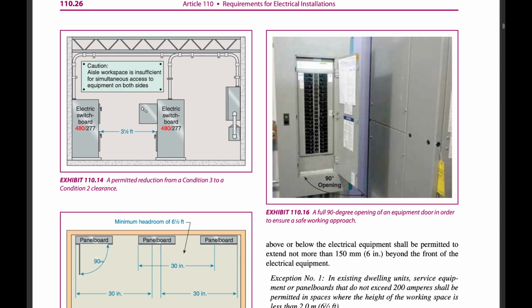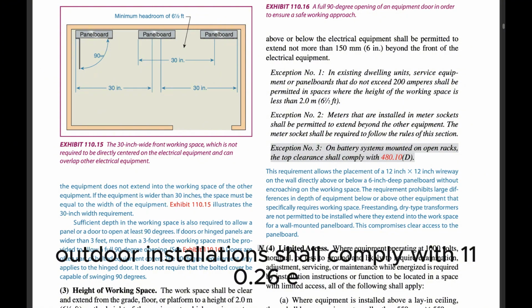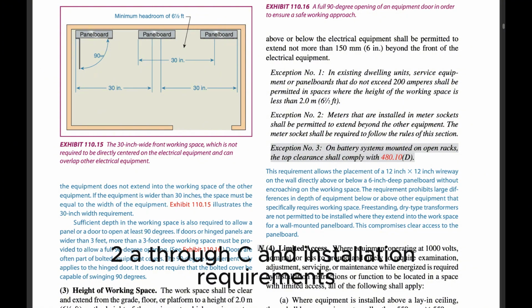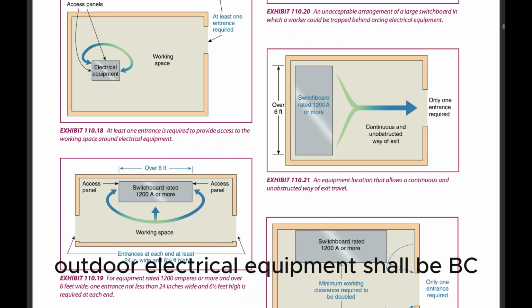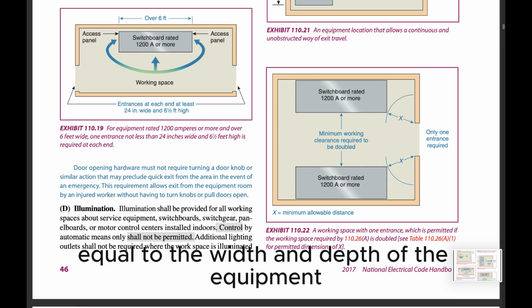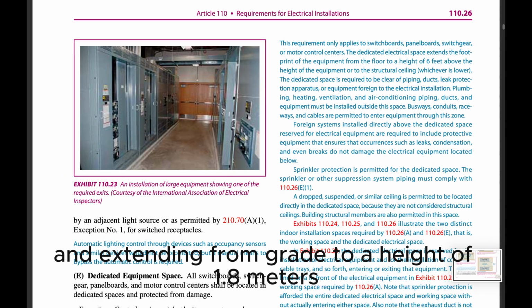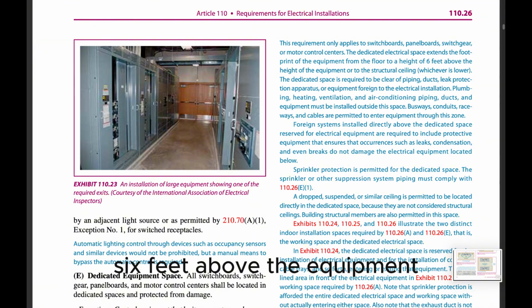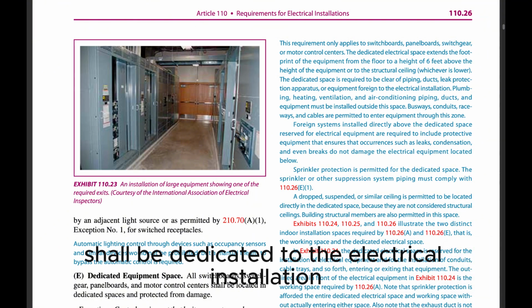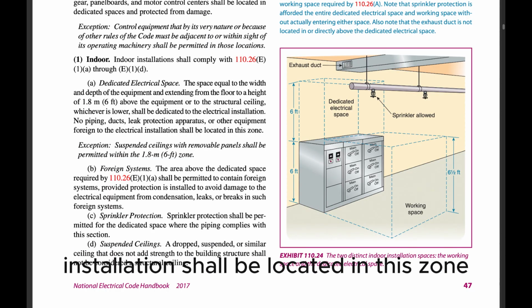(2) Outdoor. Outdoor installations shall comply with 110.26(E)(2)(a) through (c). (a) Installation requirements. Outdoor electrical equipment shall be installed in suitable enclosures and shall be protected from accidental contact by unauthorized personnel, or by vehicular traffic, or by accidental spillage or leakage from piping systems. (b) Dedicated equipment space. The space equal to the width and depth of the equipment, and extending from grade to a height of 1.8 meters (6 feet) above the equipment, shall be dedicated to the electrical installation. No piping or other equipment foreign to the electrical installation shall be located in this zone.